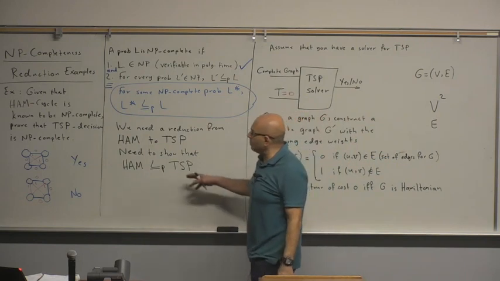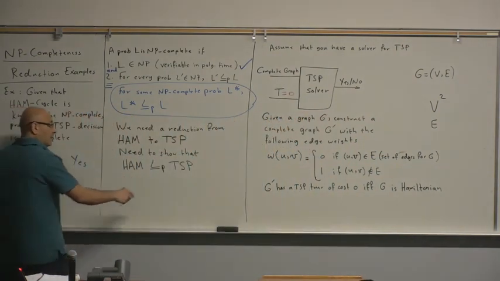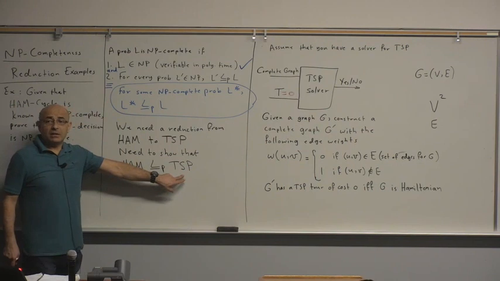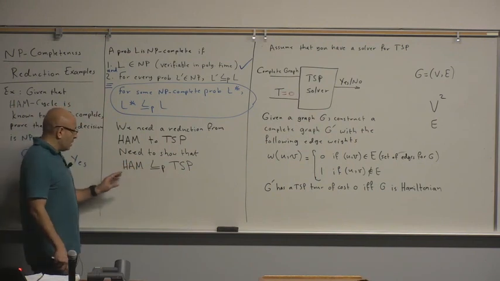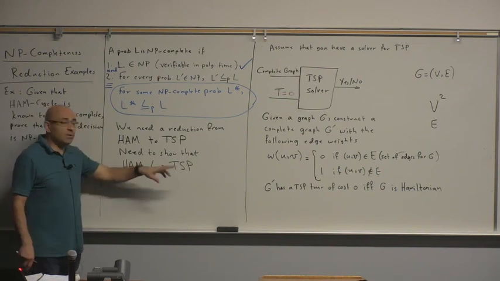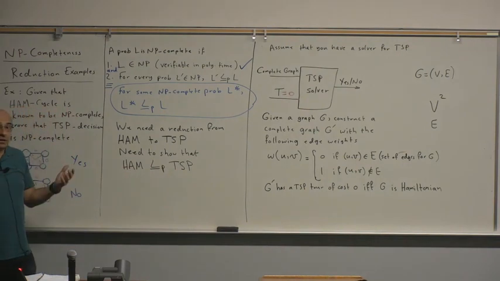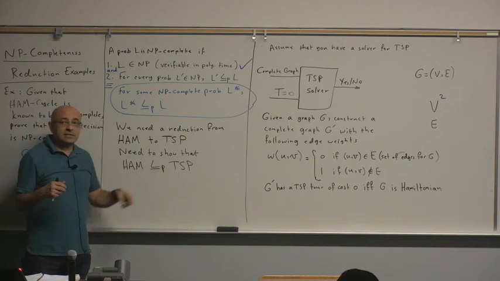But the easiest way is to just think of the reduction as proving that the problem that you reduce to is harder or more general than the problem that you are reducing. So when you reduce Ham to TSP, you are basically showing that TSP is harder, is more general. Any instance of Ham can map to an instance of TSP.